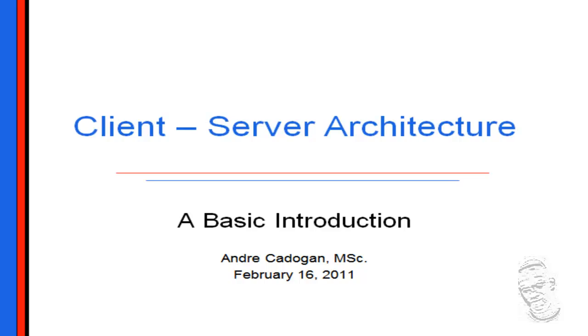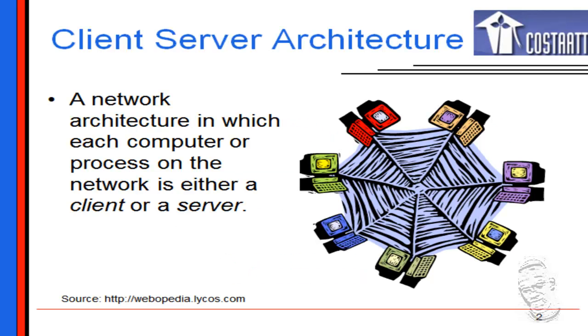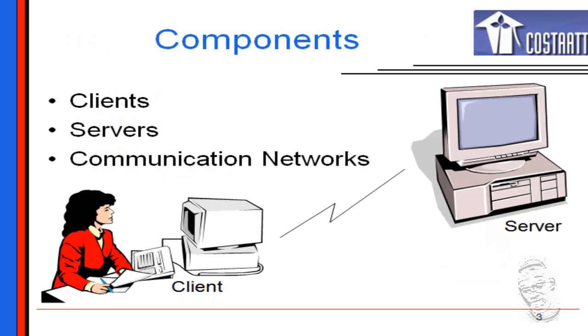And let's move on. What is client-server? A client-server architecture is a network architecture in which each computer or process on the network is either a client or a server. As simple as that. So they are components of a client-server system. For example, there's a client, a server, and a communication network.